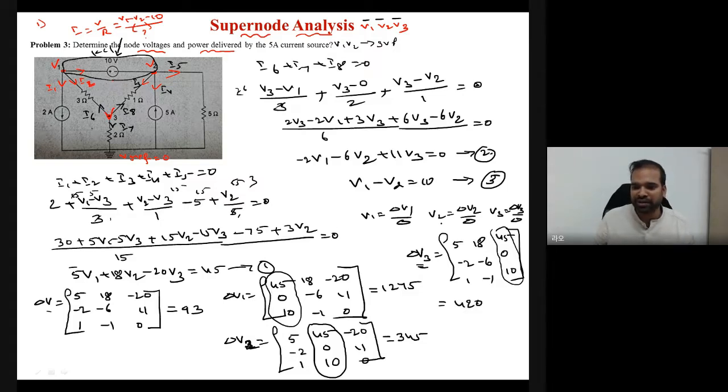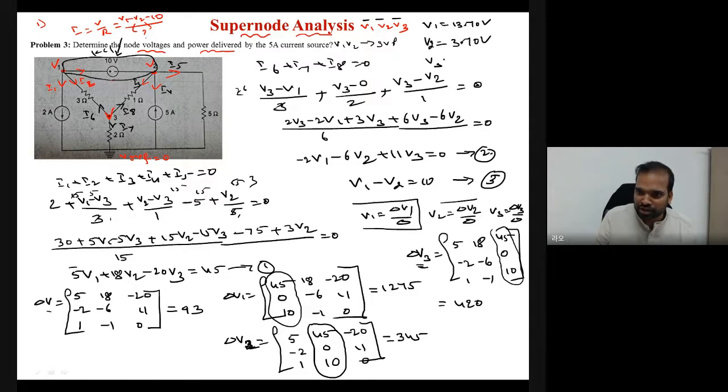Now see, we need to find what? V1, V2, V3. You already know the formula of V1. What is V1? Delta V1 by delta. So delta V1 is 1275 by delta 93. You will get 13.70 volts. Now V2 equals what? Delta V2 by delta. If you substitute this one, V2 equals 3.70 volts.